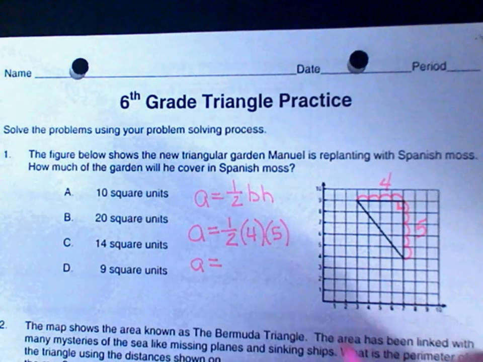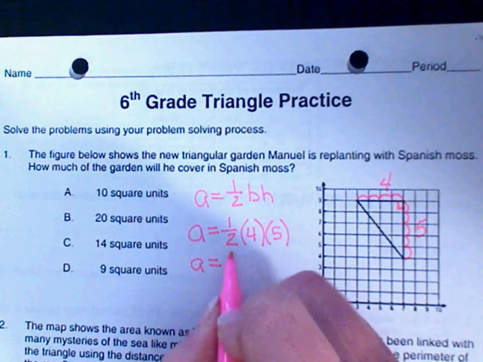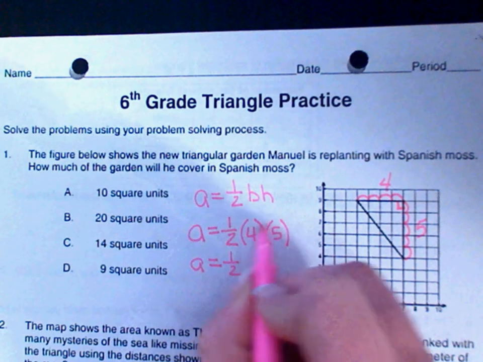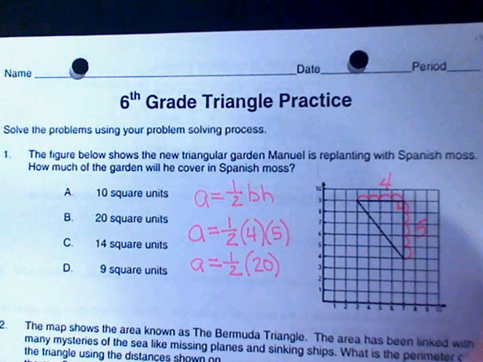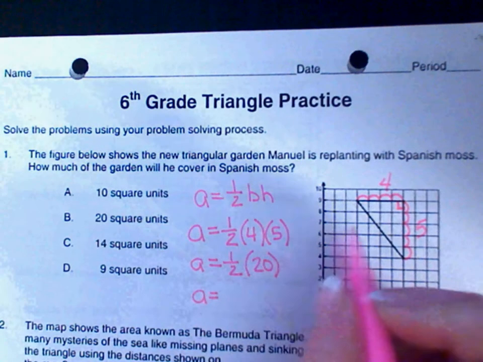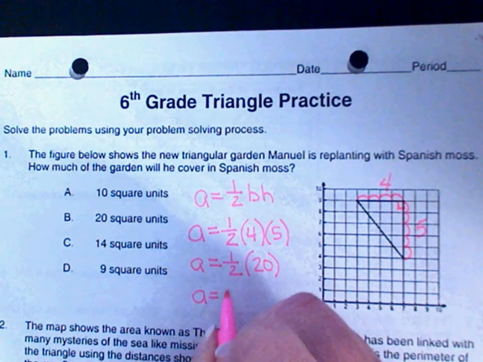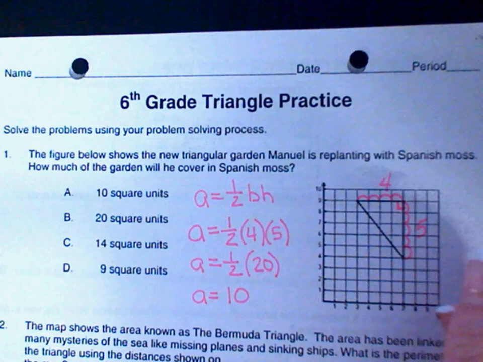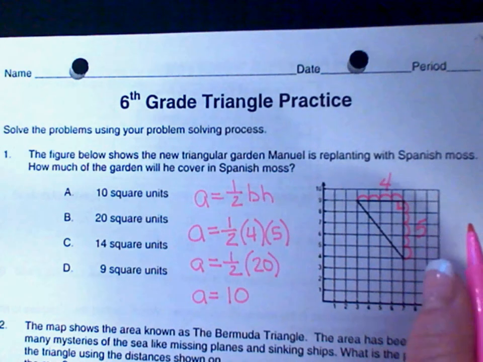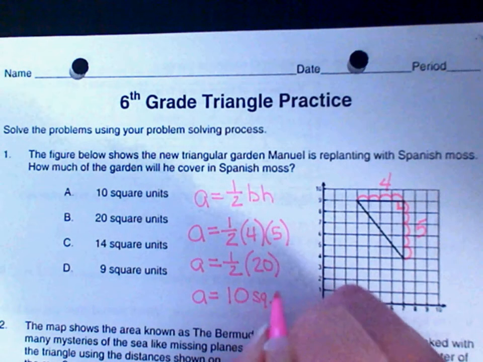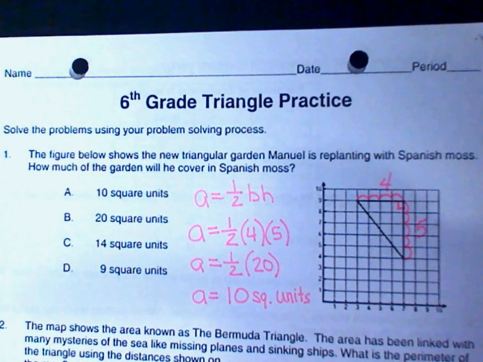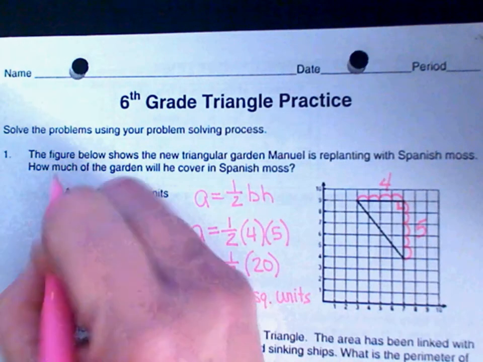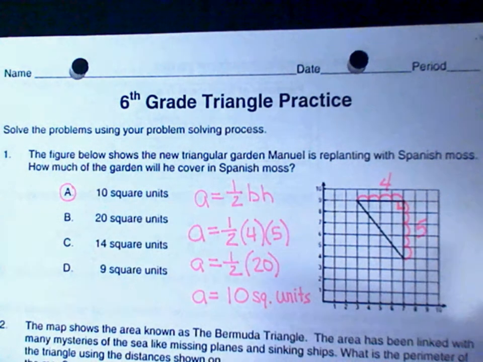Again, left to right, I still don't know area. I have not used half. 4 times 5 is 20. A equals, well, what's half of 20? Half of 20 is 10. And these are in square units, since they didn't tell us if it was inches, centimeters, or what units specifically. So my answer here would be 10.